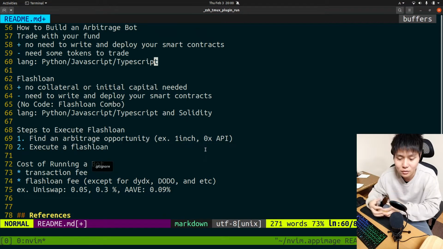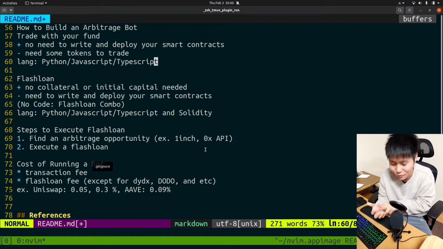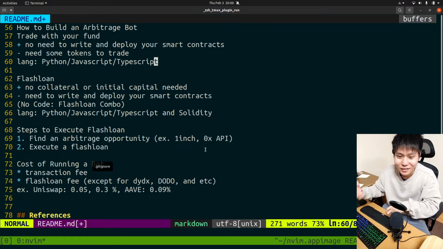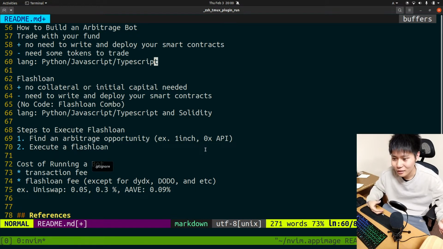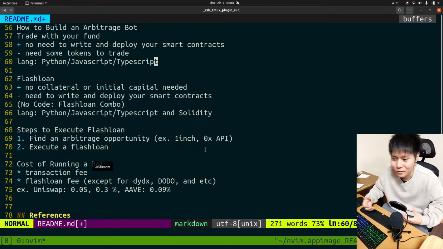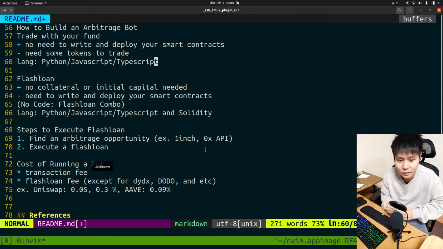Because if you do a flash loan, you have to write code, you have to write flash loan Solidity, and you have to know how to interact with it, with integration to DEXes and all that. It's kind of overwhelming. So the first way is, if you have enough tokens, you use your own fund. The second, if you don't have the amount of tokens, then you use a flash loan. But you have to write code and deploy your own smart contract.